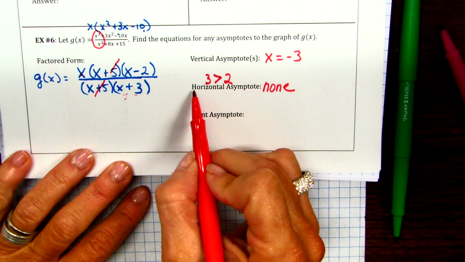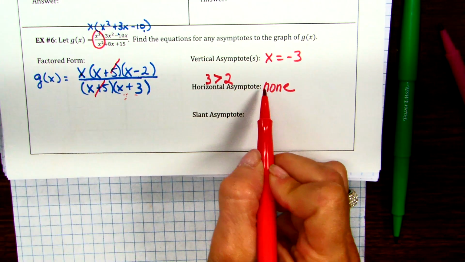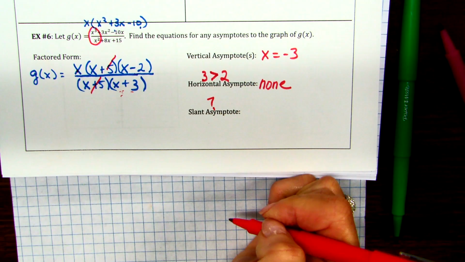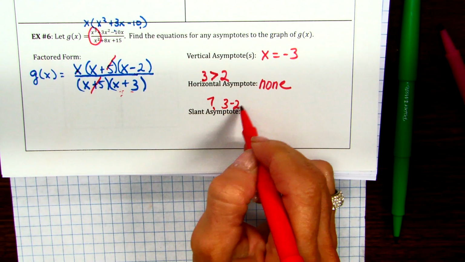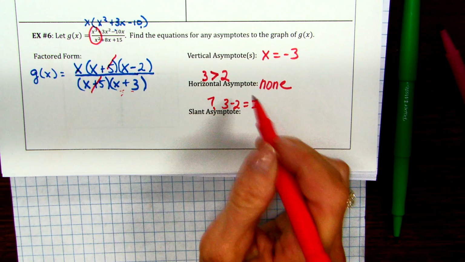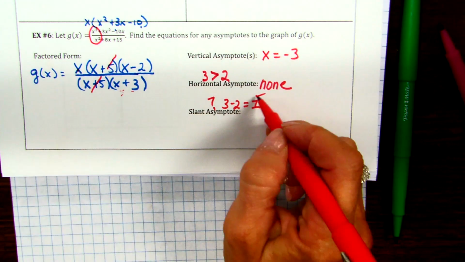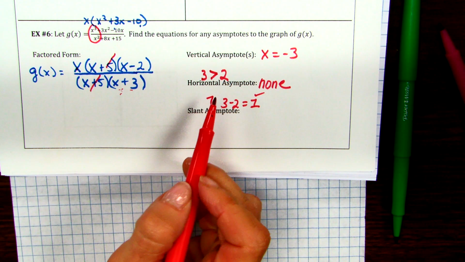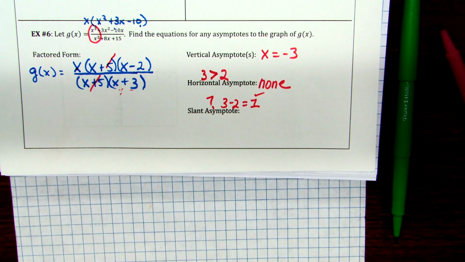Listen, if there's no HA, you have to then say, but is there a slant asymptote? And the way you tell is if you subtract those, you should get 1. And that means, yes, there's a slant asymptote. So 3 minus 2 is 1. 5 minus 4 is 1. 100 minus 99 is 1. So as long as the difference between them is 1, we have a slant asymptote. And that's when you need to do long division, okay?